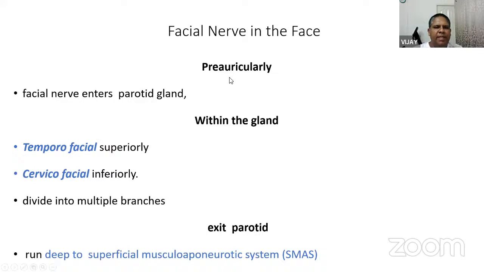The facial nerve in the face enters the parotid gland preauricularly. In the parotid gland, it gives 5 branches. It is usually remembered by the acronym "Zanzibar in a motor car": temporal branch, zygomatic branch, buccal branch, marginal mandibular nerve, and the cervical. These are the 5 branches. But it has been seen that first 2 trunks come, the temporofacial superiorly and the cervicofacial inferiorly, and then it divides into the multiple branches. When it exits the parotid, it runs deep to the SMAS system.